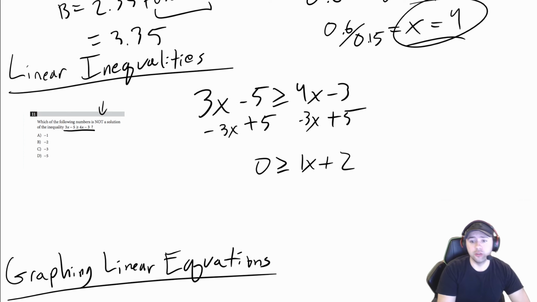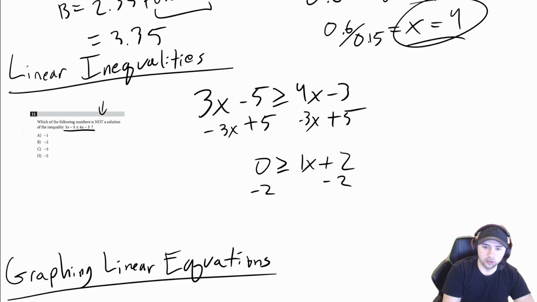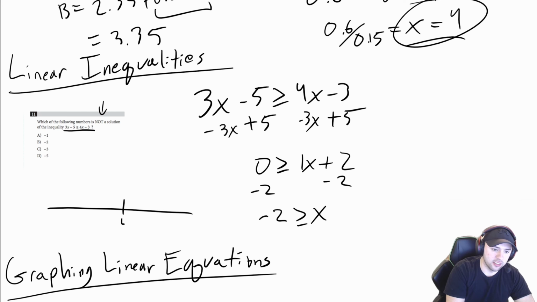The next thing we can do is we can actually subtract this 2 back over, which to some of you might seem a little redundant, but what I get here is negative 2 has to be greater than or equal to x. And if we look, there's a couple options, but let's draw a number line like this and say this is 0 and this is negative 2. And what we're saying is negative 2 has to be bigger than or equal to x. So basically x has to be to the left of negative 2.